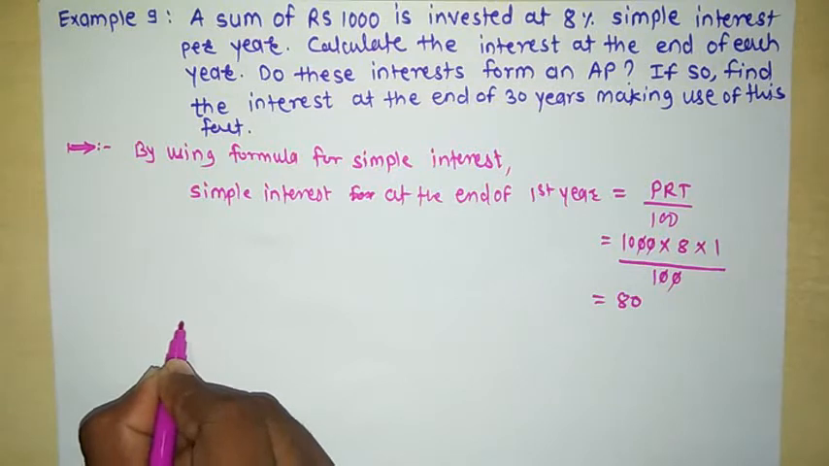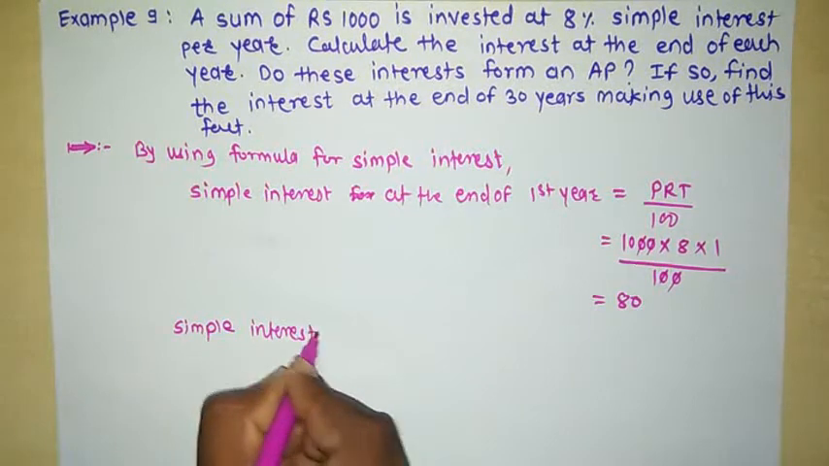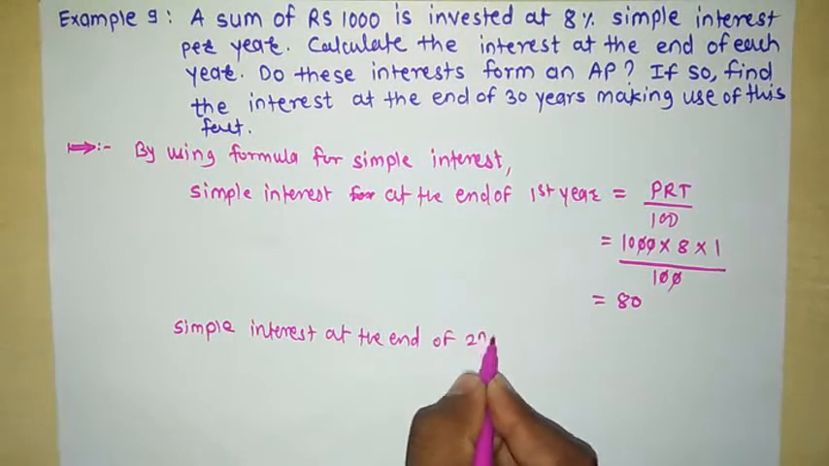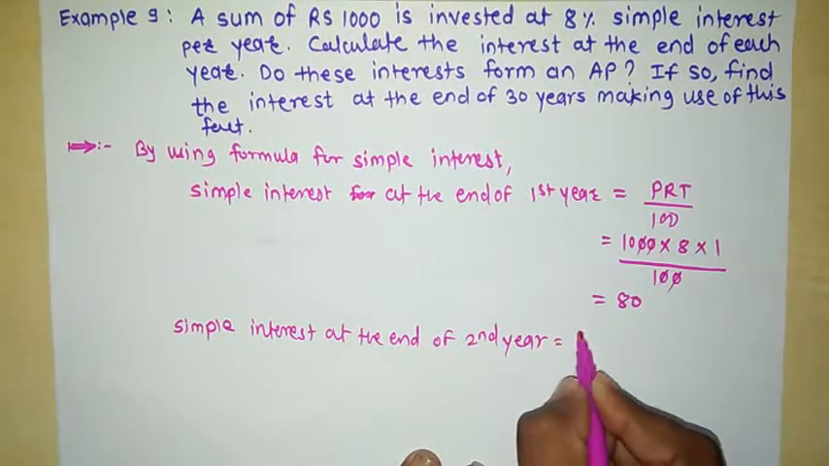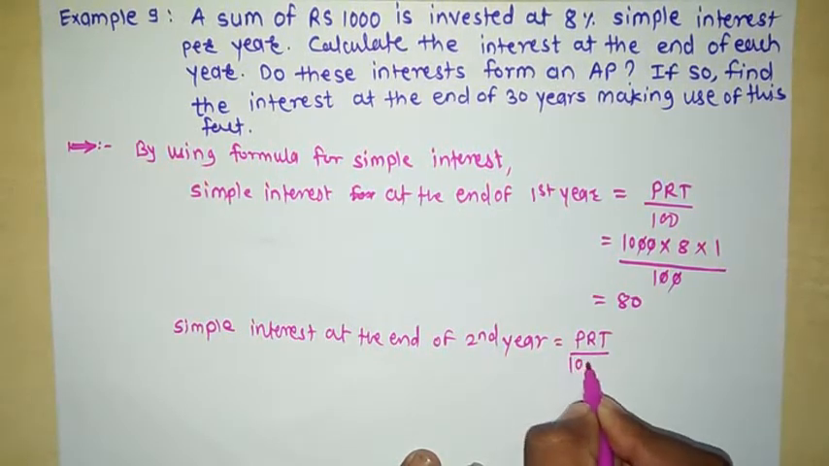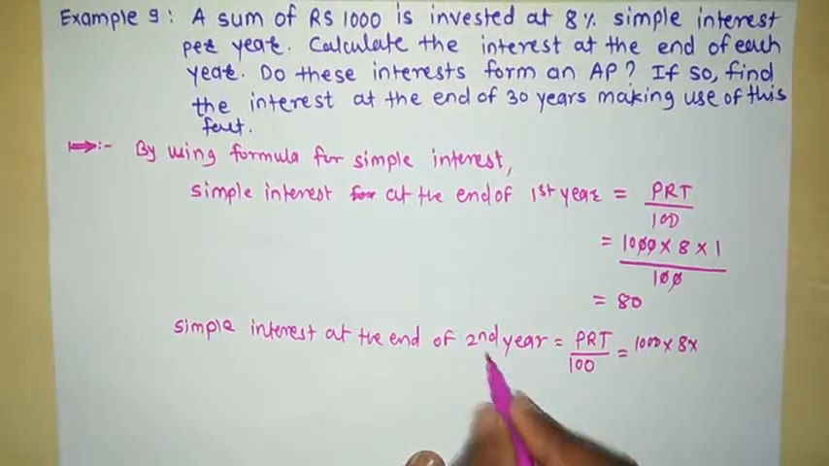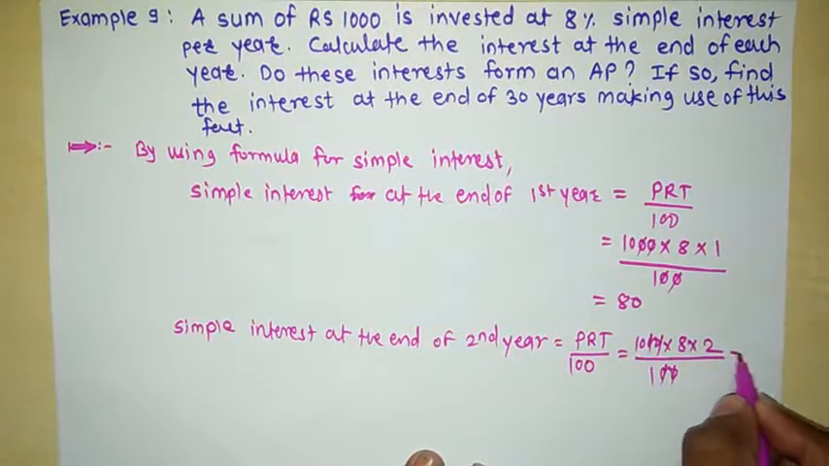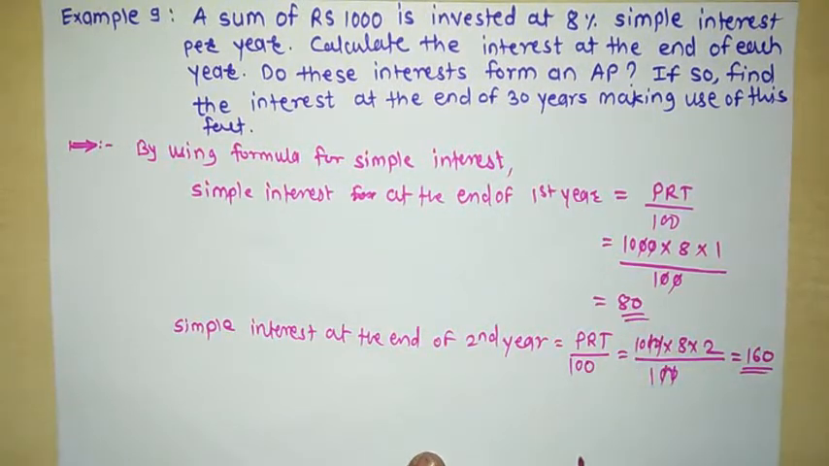Now we will find simple interest at the end of the second year. Same formula we have to use here, PRT divided by 100. Here principal is 1000 into rate 8% and time period will be 2 years, divided by 100. This 100 and this 20 get cancelled. 80 into 2 is equal to 160. We got 160 rupees here and this one is 80 rupees.